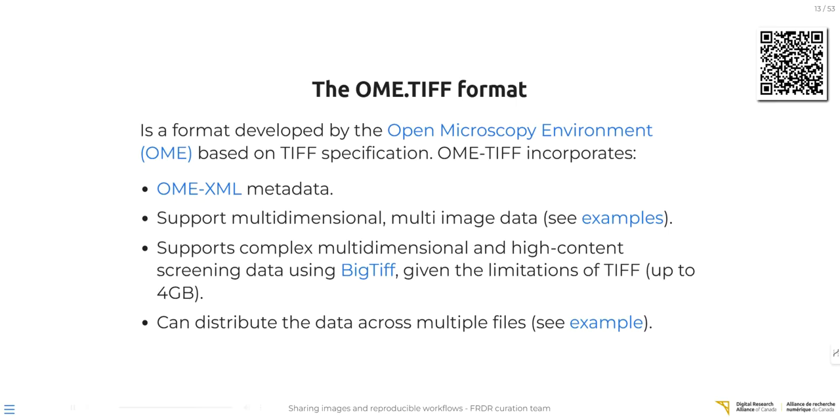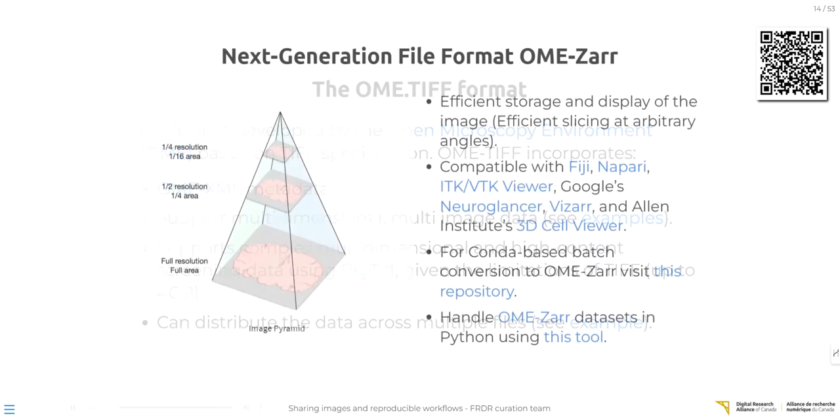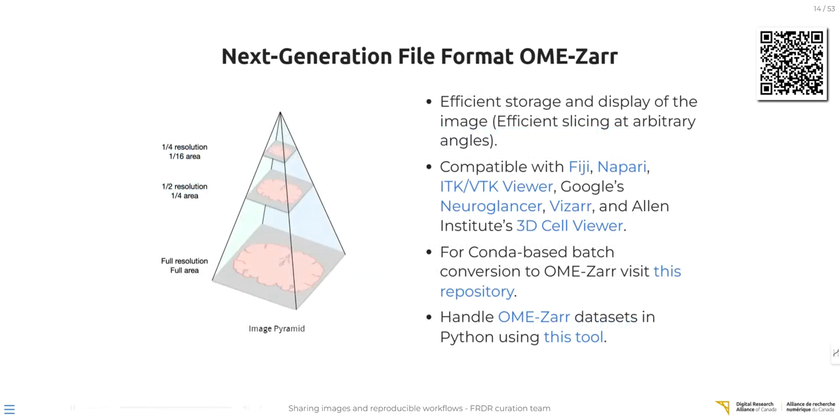Finally, OME-TIFF supports file segmentation, distributing data across multiple files when needed. This is ideal for scalable storage and high-content screening. OME-Zarr is the next-generation open file format for scalable bioimaging. It uses multi-scale image pyramids, like the one shown here, to efficiently store and display very large images.